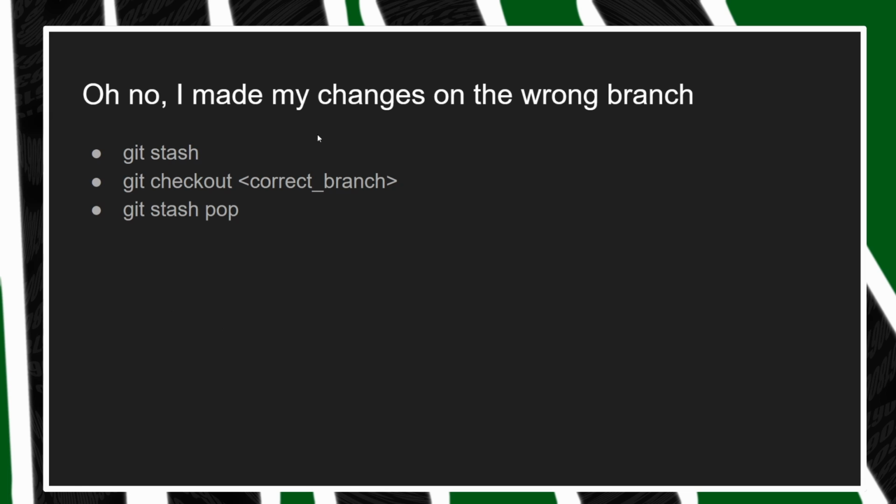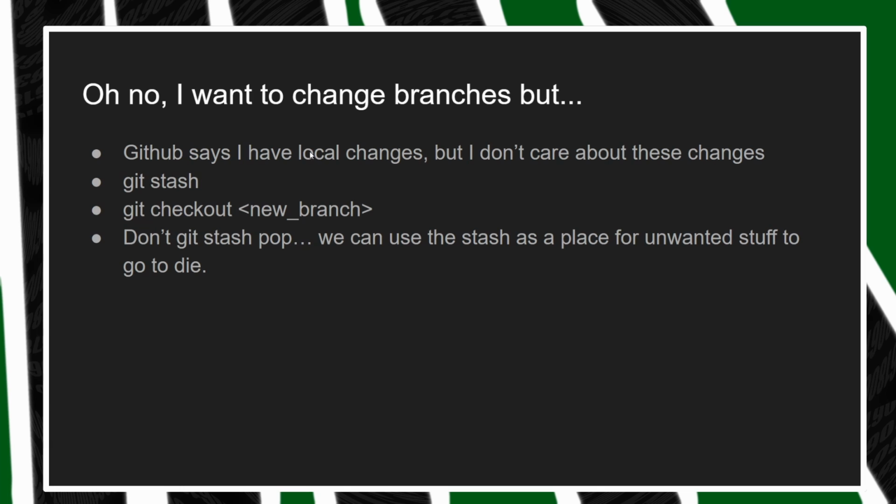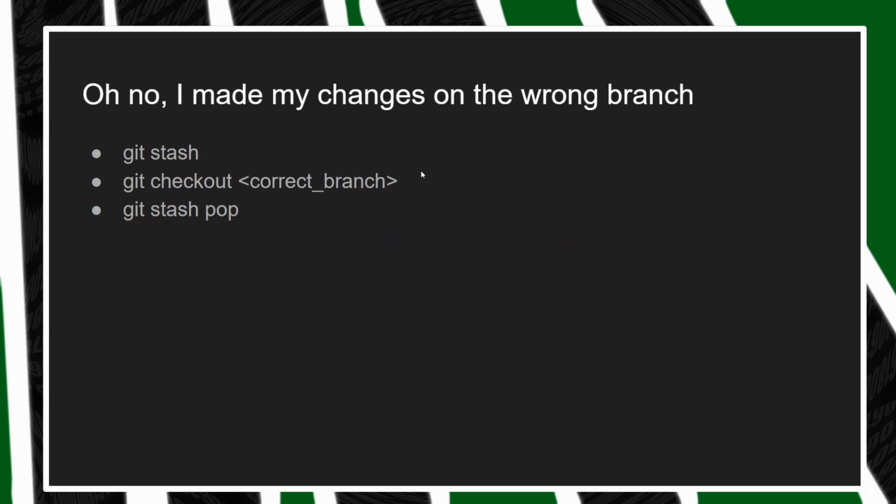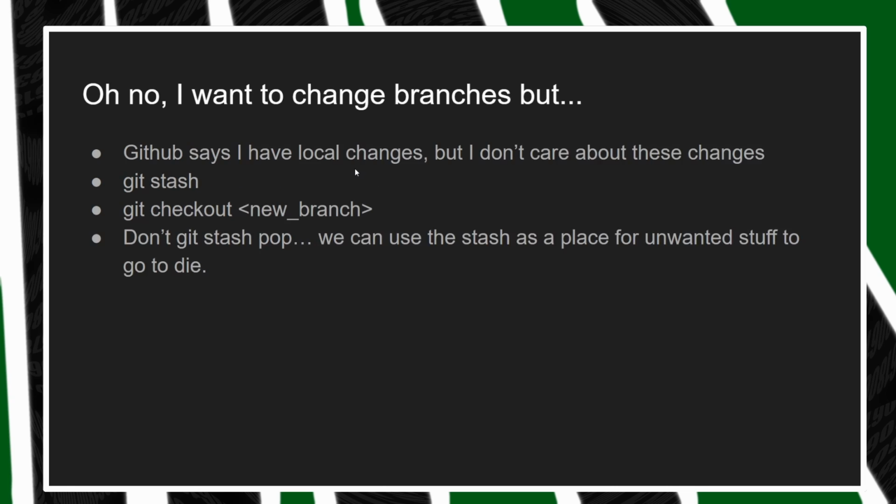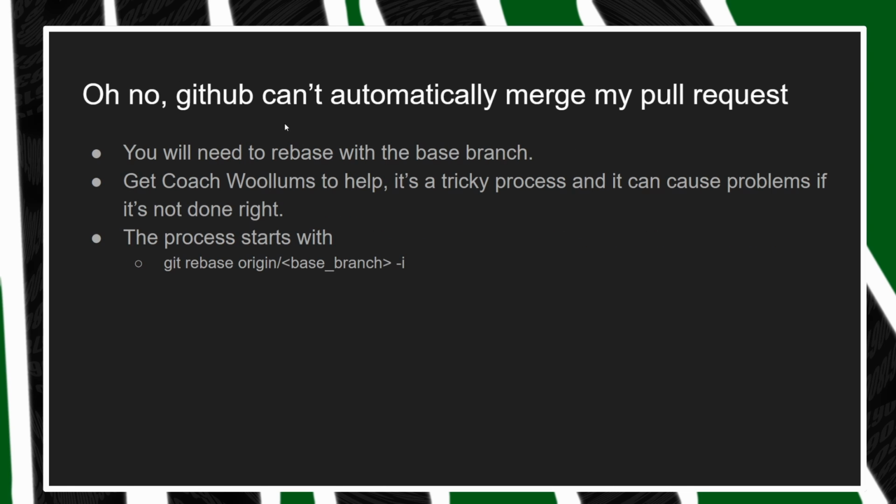This is just a hack if you make changes on the wrong branch. You'll see that later. Not to change your branches, but you have local branches. You can use the git stash command to be a place where things go to die, but you can also use it to get back the changes that you stashed.